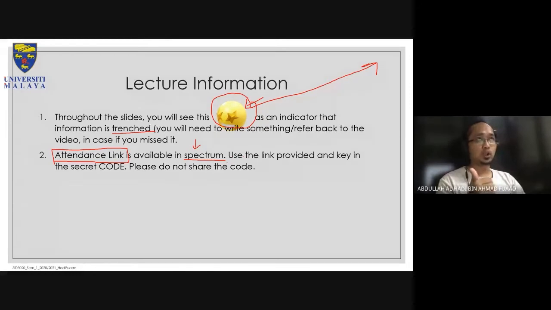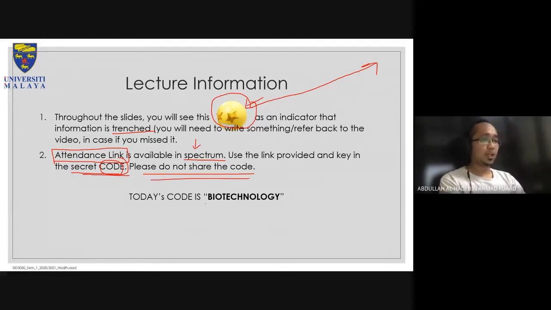So use that link. You will need to key in your name and student ID. I have your time and date, so it doesn't matter. And another one is the secret code. What it means is, if you have the link but you don't have the code, then you still cannot check yourself in. So you still need to come, listen, and at least be present. I'm hoping that you do not share this code with your friends. Today's code is biotechnology. So when you do your attendance link, either now or after this, make sure that you key in biotechnology as the code for this lecture today.